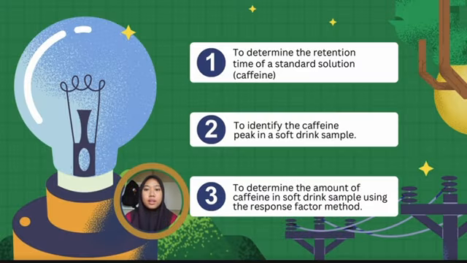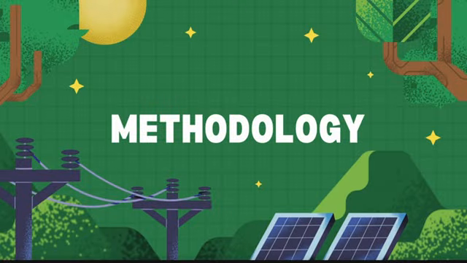There are three objectives in this experiment. The first one is to determine the retention time of a standard solution, caffeine. Second, to identify the caffeine peak in a soft drink sample. The third objective is to determine the amount of caffeine in the soft drink sample using the response factor method.